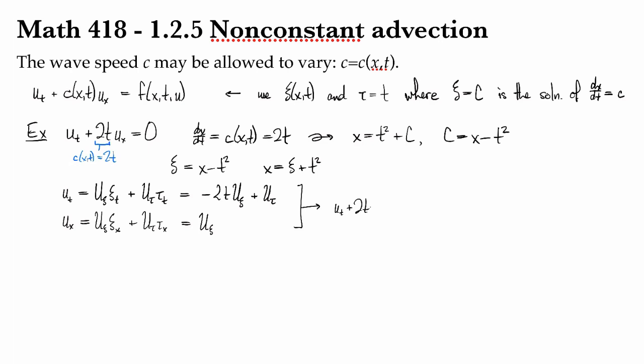Okay, so I can take these and put them back into my initial equation, and u_t plus 2t u_x becomes minus 2t u_xi plus u_tau, and then I've got the plus 2 times t times u sub x, which was just u_xi, and this is supposed to be equal to 0, and I've got these canceling off, so that means I have u_tau equals 0.